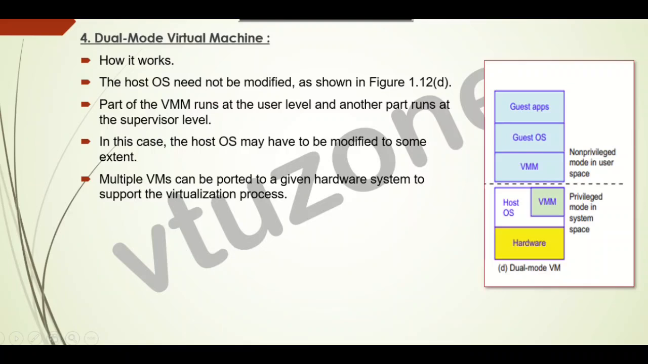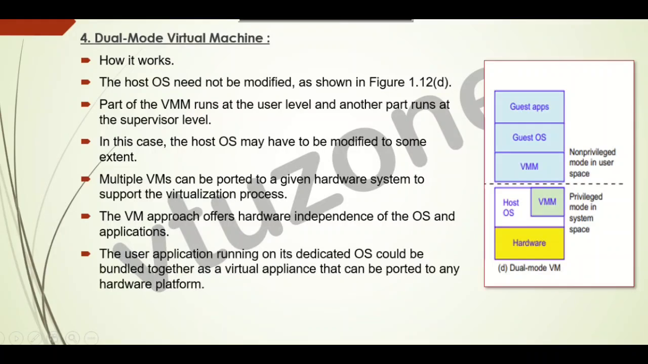Next, multiple virtual machines can be ported to a given hardware system to support the virtualization process. That is, many virtual machines can run on one real computer at the same time. The next is the virtual machine approach offers hardware independence of the OS and application. That is, virtualization allows software to run on different types of computers without issues. An application and its OS can be packed together as a virtual machine and run anywhere.